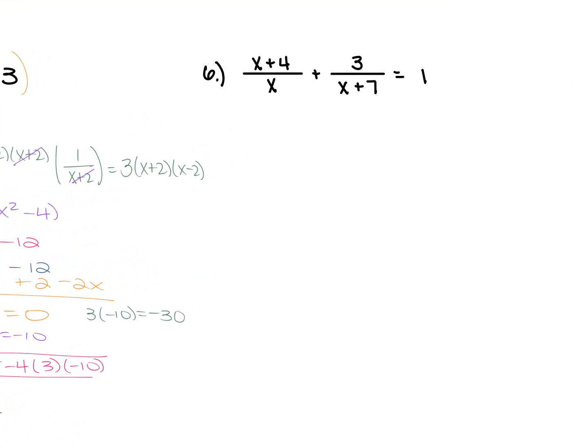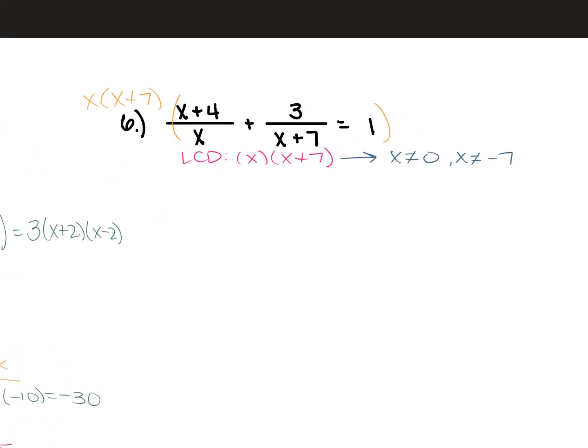For our last one, we have x plus 4 over x plus 3 over x plus 7 is equal to 1. Our least common denominator between these two fractions is x times x plus 7, which means x can't equal 0 and x can't equal negative 7. So we are going to multiply the entire equation by x times x plus 7. This is going to give us x times x plus 7 times x plus 4 over x plus x times x plus 7 times 3 over x plus 7 is equal to 1 times x plus 7.